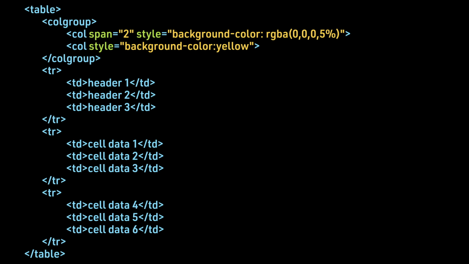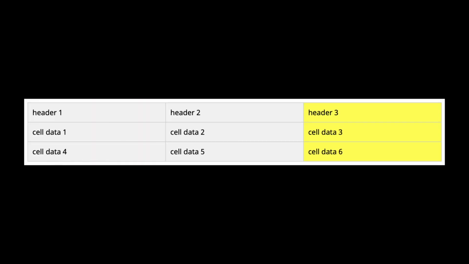Both column elements have style embedded in the HTML. The first two columns have a light gray background color, and the final column has a yellow background color. This code will display like this.